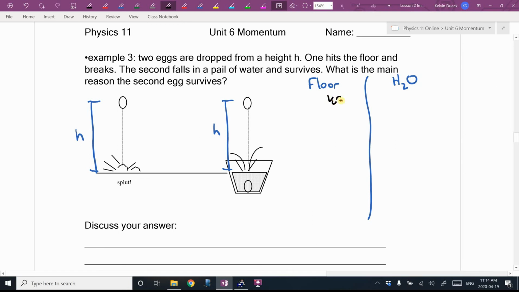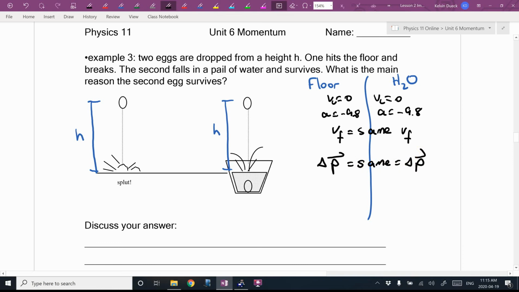Both of them have an initial velocity of 0. Both accelerate at negative 9.8 meters per second squared while they're in free fall. So both have the same V final, which really means both have the same impulse. They both go through the same change in momentum because their final velocity, right when they hit the ground, not after they hit the ground, but right as they hit the ground or the water, it's going to be the same.